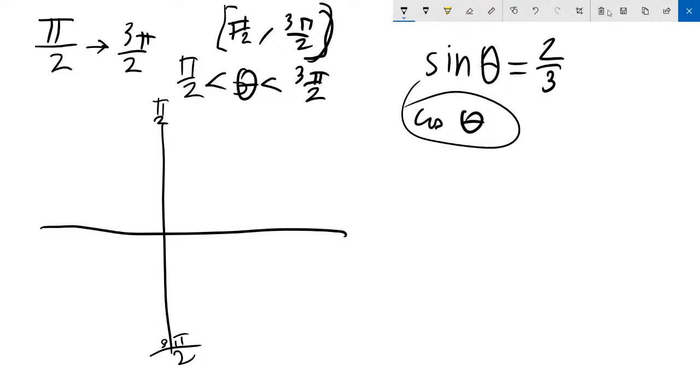That's 2/3. So either it's going to be here, or it's going to be here. So let's think about where we're going to put it. We're going to make a little triangle here, and another little triangle here.